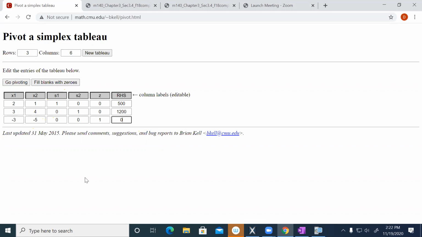A couple of things about your setup: these guys should be negative. You should see the ones going down the diagonals. And this one should be 0 to start with. All right, so I've got it. So now what? Go pivoting.